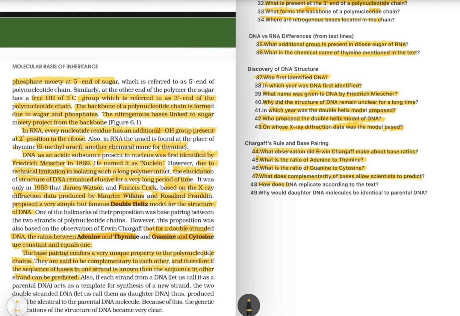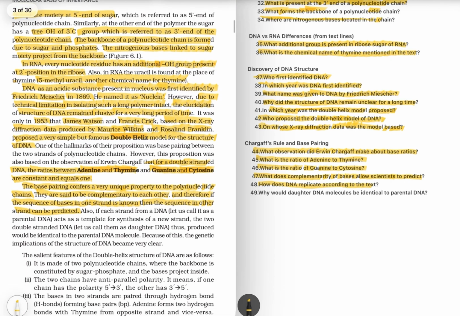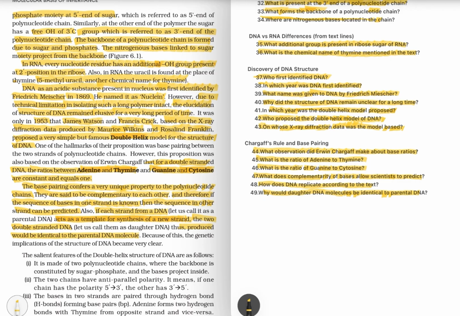How does DNA replicate according to the text? DNA replication is semi-conservative. If each strand of a DNA acts as a template for the synthesis of a new strand, the daughter DNA molecules that are produced would be identical to the parental DNA molecule. Why would daughter DNA molecules be identical to the parental DNA? Because the parental DNA is acting as the template for the synthesis of the two daughter DNA molecules.